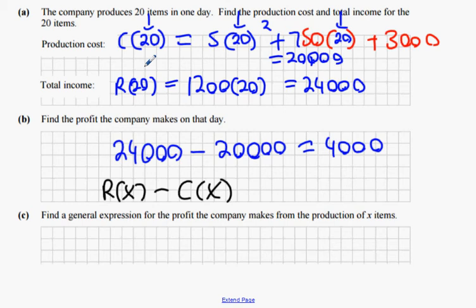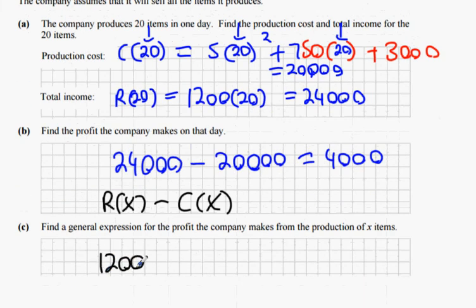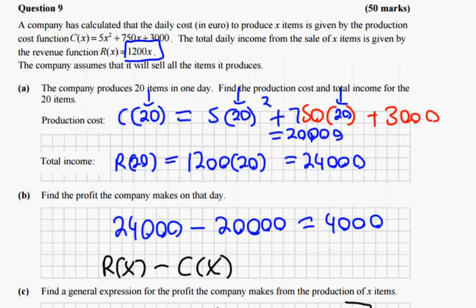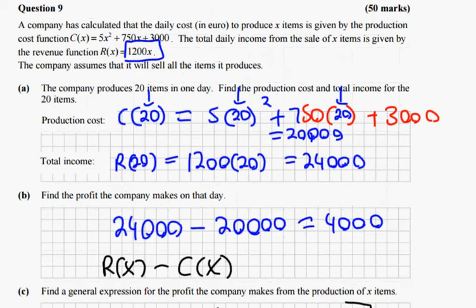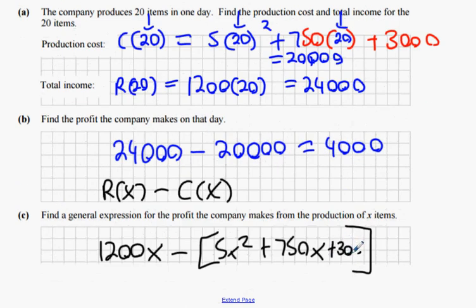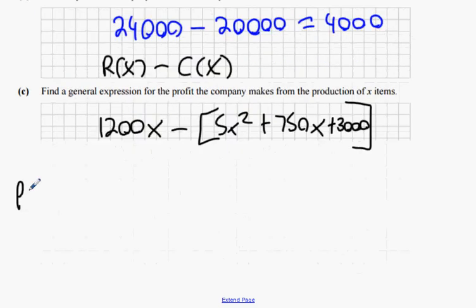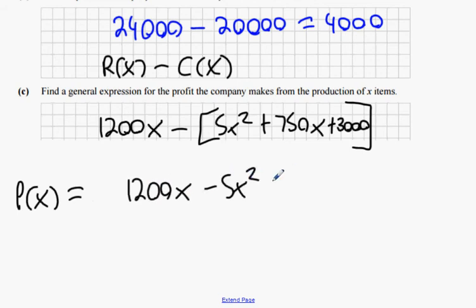But look, there's a quicker way of doing that. What we can do is this. Write down the R(x) function, which is 1200x. Take away the C function. What's the C function? 5x squared plus 750x. And what else is there? 3,000. Okay. This means our profit, I'm going to call it P(x). It's our profit explained using x's. Everybody understand that? Our profit function would therefore be 1200x minus 5x squared minus 750x minus 3000.